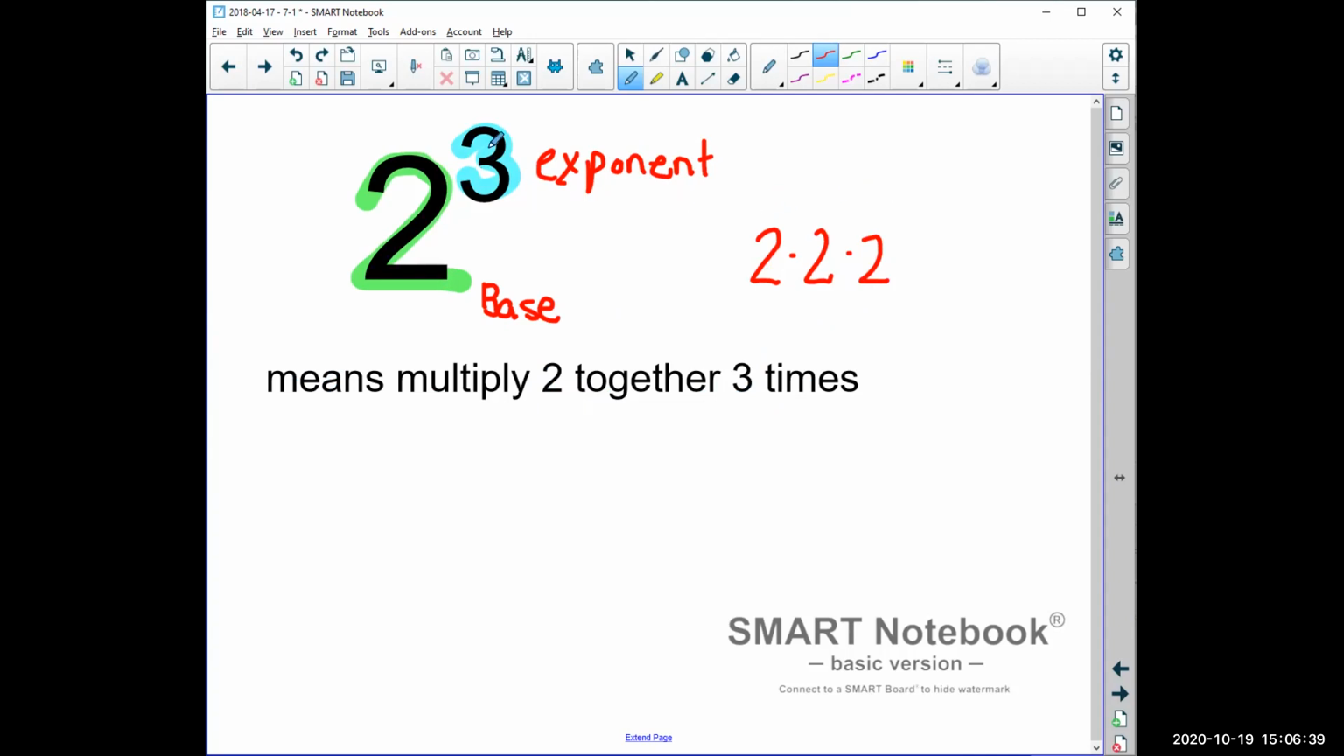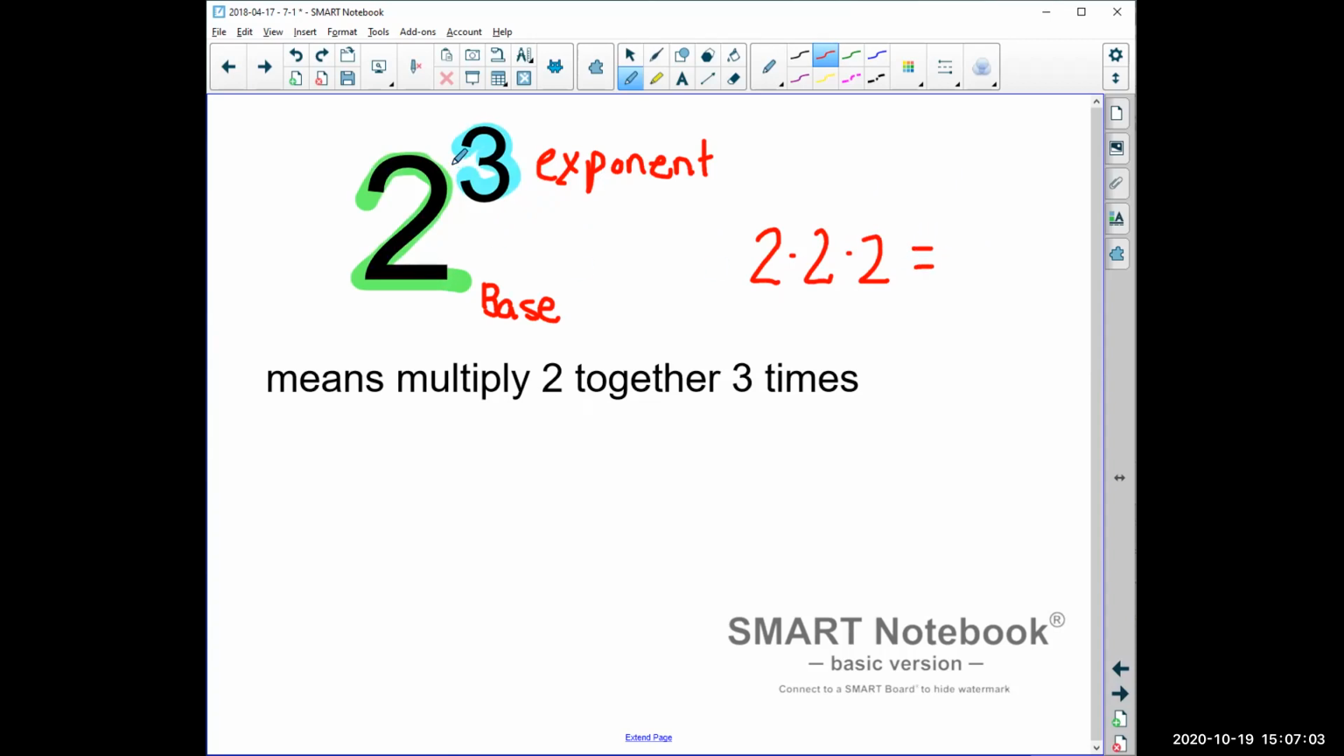All right, we use a lot of sort of nicknames for these exponents. When it's an exponent of 2, we'll call that squared. If it's an exponent of 3, we'll call that a cube. There's some other ones that we'll talk about as well, but those are just kind of shorthand, and exponents themselves are just shorthand for multiplication. So 2 multiplied together 3 times.